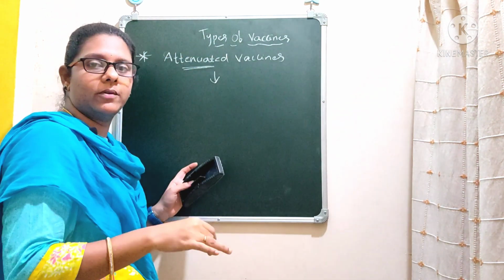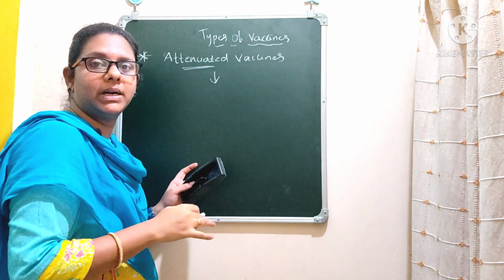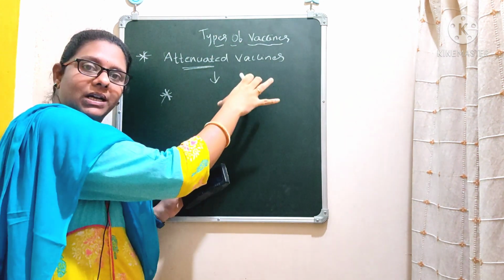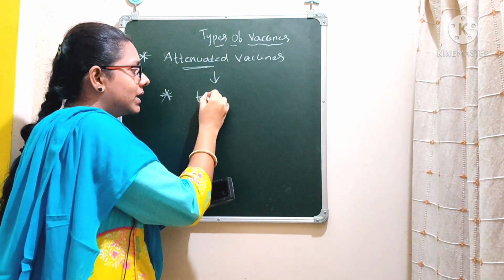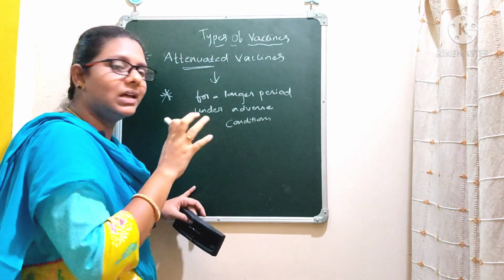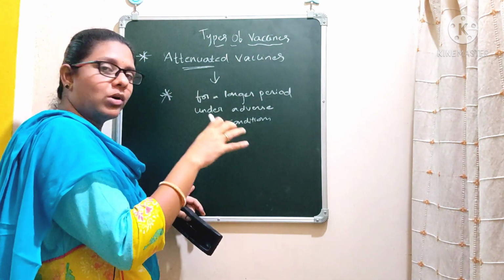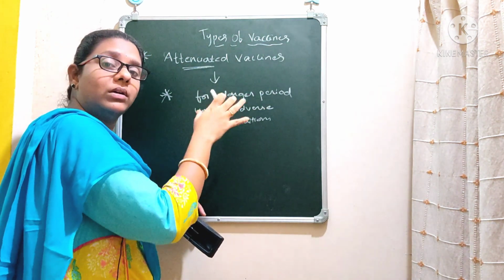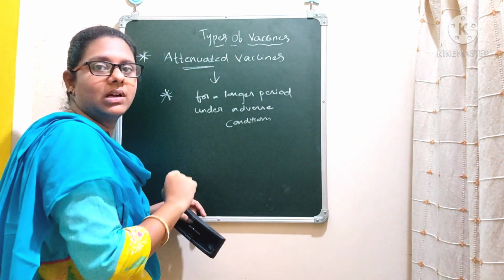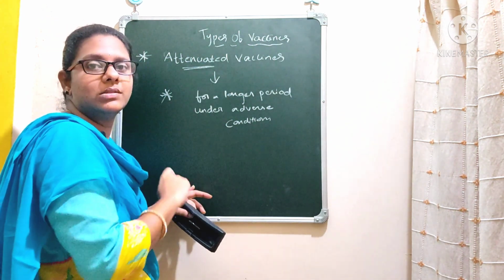Whether it is a bacteria or a virus, how can we attenuate it? That means how can we decrease the virulence of that particular strain? One way is to grow that particular pathogenic strain for a longer period under adverse conditions. Generally in a lab we say that repeated subculturing is not good, right? But here, in the process of attenuation, we grow that pathogenic strain for longer periods, maintaining adverse conditions. That leads to attenuation. So we reduce the virulence of that strain.